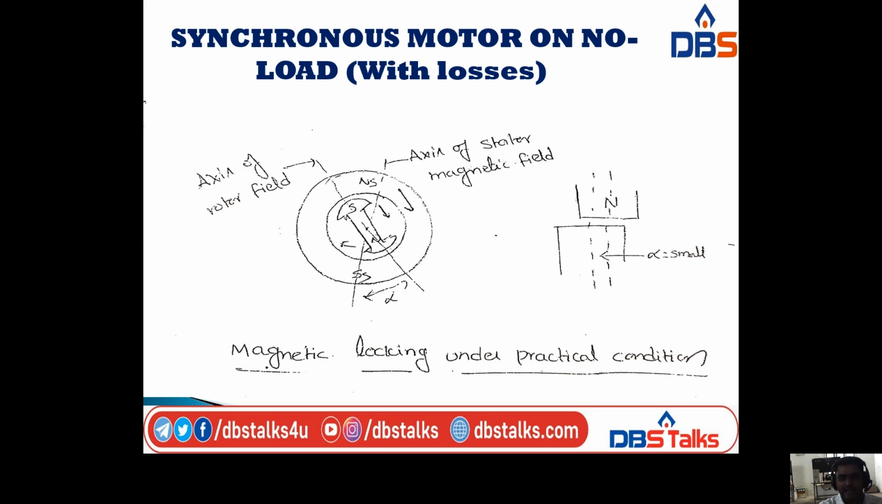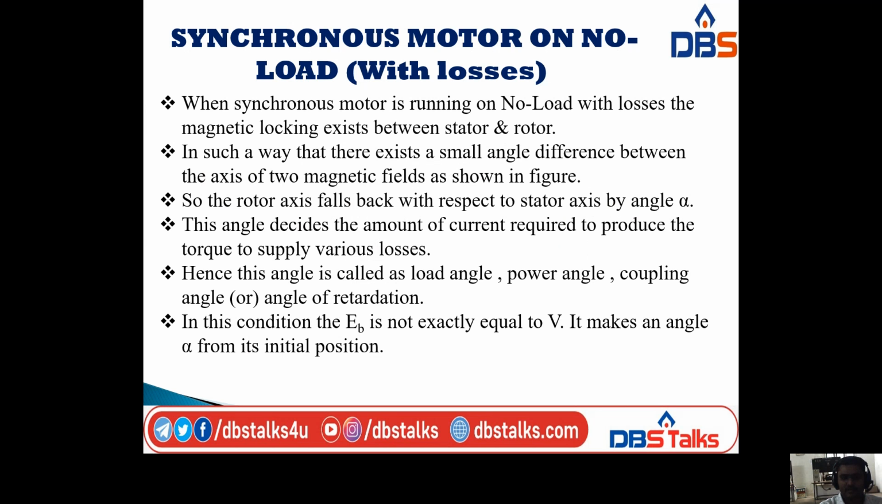Here we have the axis of the rotor field and the axis of the stator magnetic field, that is N sub x and S sub x. These two are the stator poles, and N and S are the poles of the rotor. Both will have their axes separated by a small angle alpha. This angle decides the amount of current required to produce the torque to supply various losses.